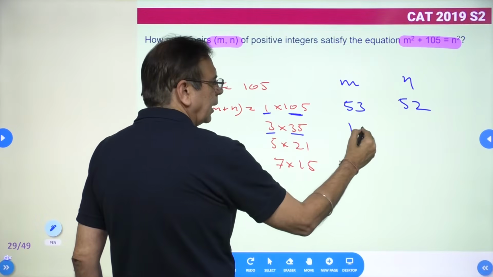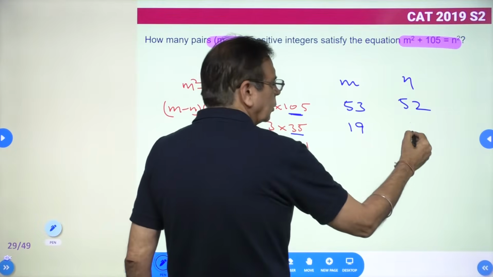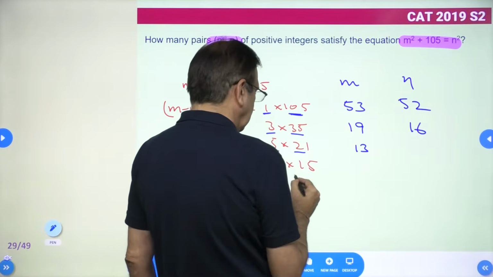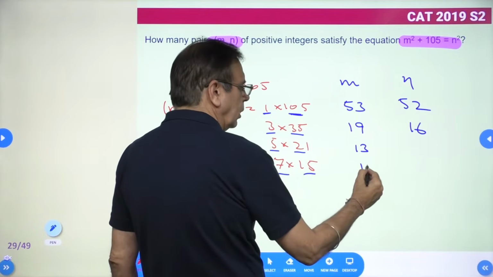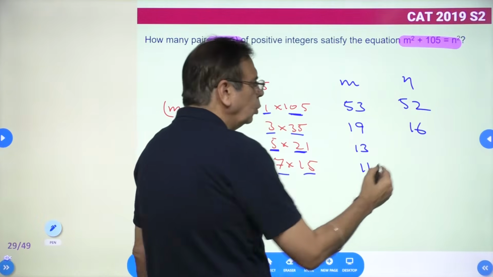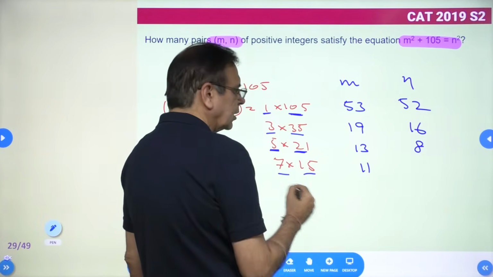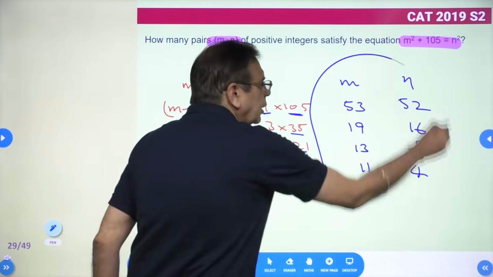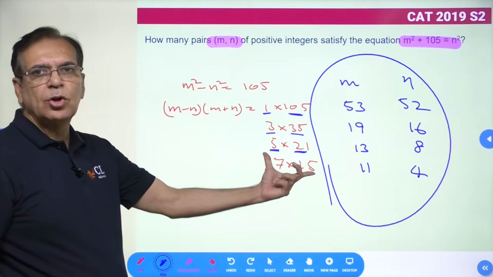35 plus 3, 38 by 2, 19. 35 minus 3 by 2, 16. 21 plus 5, 26 by 2, 13. 15 plus 7, 22 by 2, 11. N: 21 minus 5, 16 by 2, 8. 15 minus 7, 8 by 2, 4. 4 cases. Now, do you need to do this stupidity? No. At this stage, you should be able to get the answer.